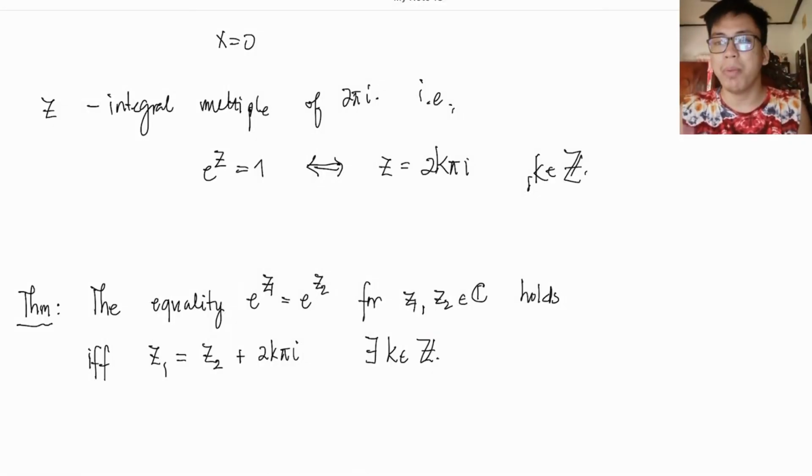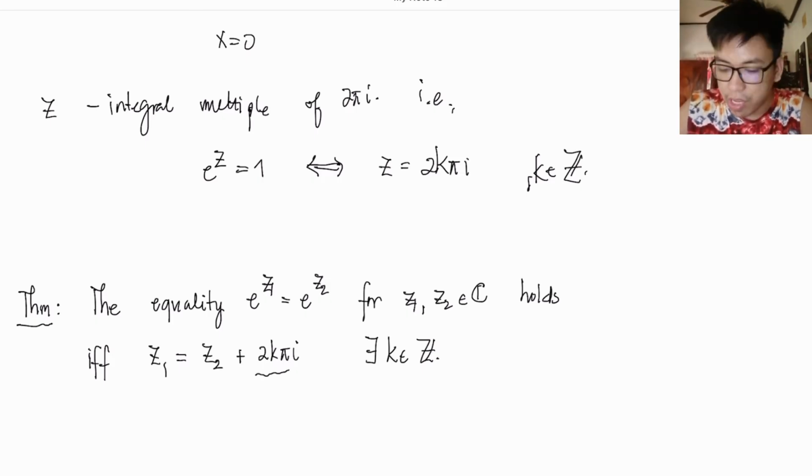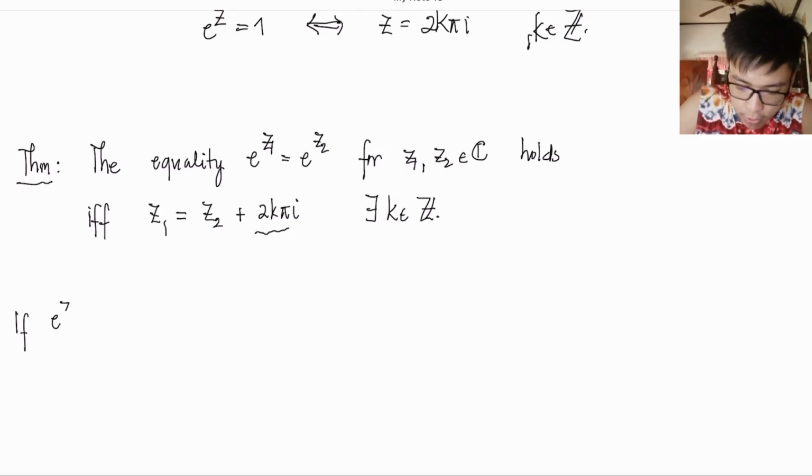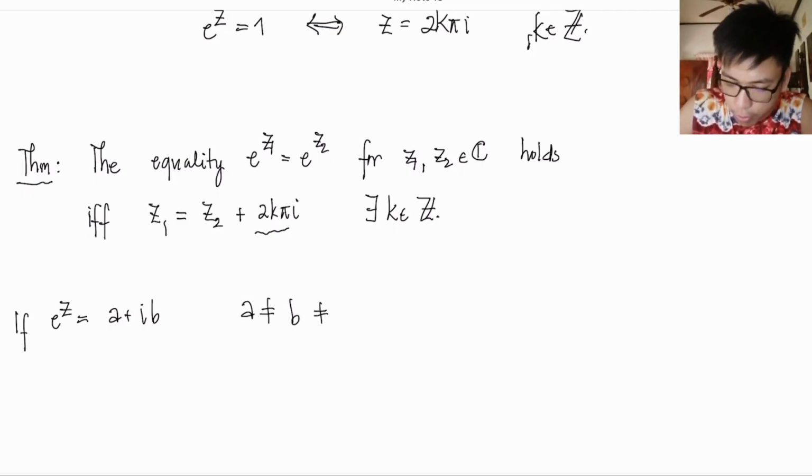Okay, so collectively summarizing what we've discussed earlier, we introduce the theorem saying that the equality e^z1 = e^z2 holds if and only if z1 is equal to z2 plus 2kπi for some integer k, since we've shown that z is an integral multiple of 2πi. Now suppose e^z is equal to a + ib.